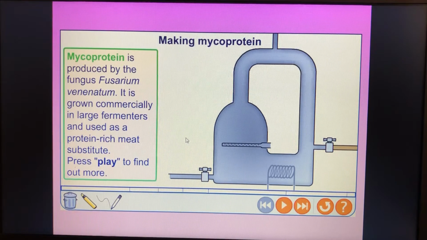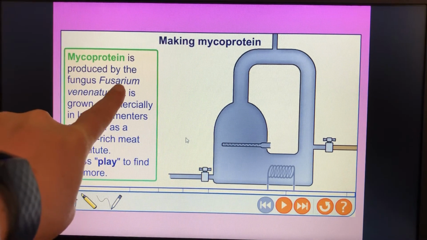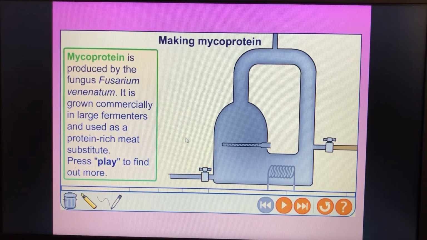And if you remember, we talked about that anaerobic digester. We said that was a continuous process and it was anaerobic. This one is a batch process and it's aerobic. So we're supplying oxygen to this fermenter. So it's aerobic and it is batch. Now, the mycoprotein is produced by a fungus called Fusarium. Fusarium will get you 1 mark in the exam for bringing up this word Fusarium. That's the name of the fungus that produces the mycoprotein.